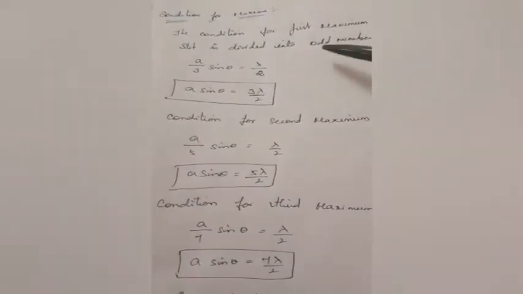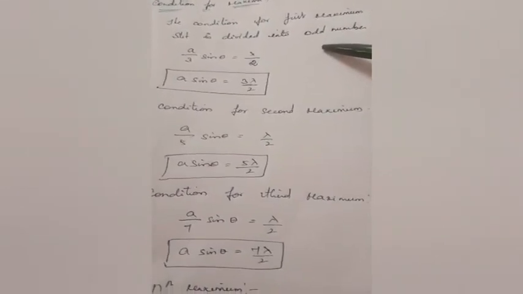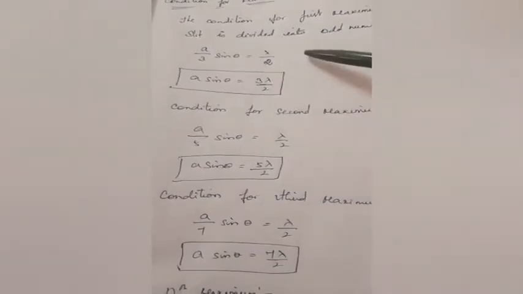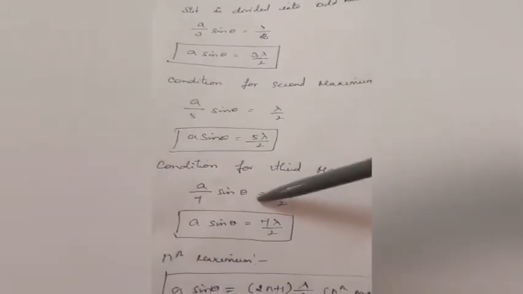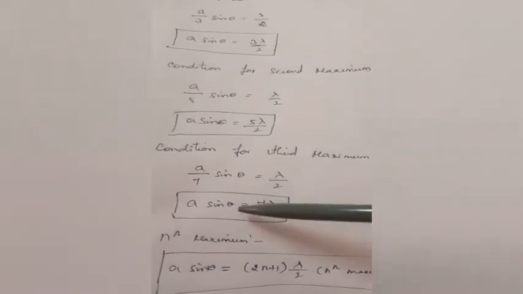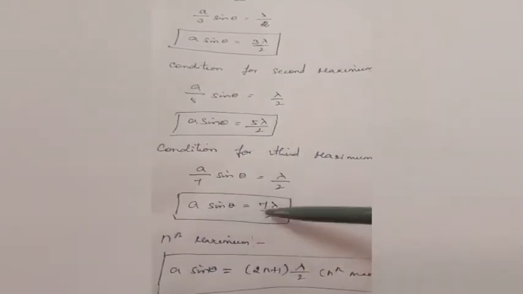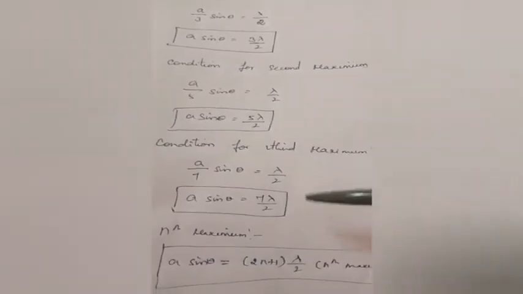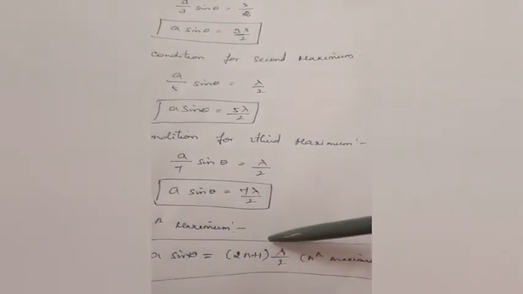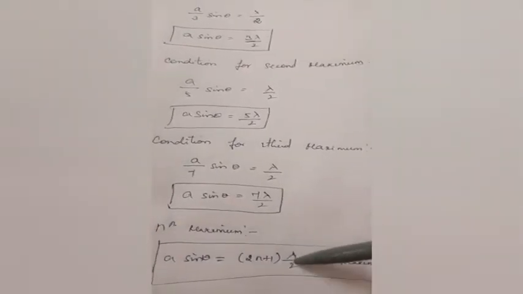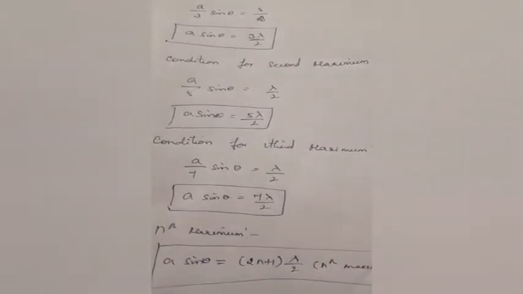And also for maxima, we take the slit as divided into odd numbers of parts. So a by 3 sine theta is equal to lambda by 2. Substituting, we get a sine theta equal to 3 lambda by 2. Similarly for a by 5 and a by 7, we get a sine theta equal to 7 lambda by 2 for the third maxima. The general formula for the nth maxima is a sine theta equal to 2n plus 1 lambda by 2. So this is the general formula for the nth maximum.